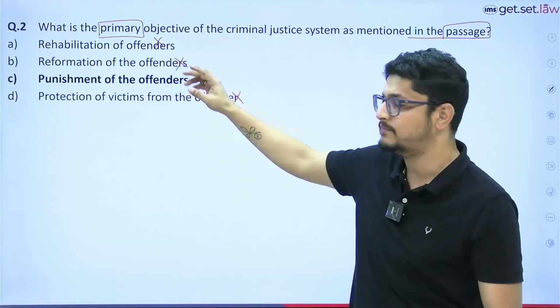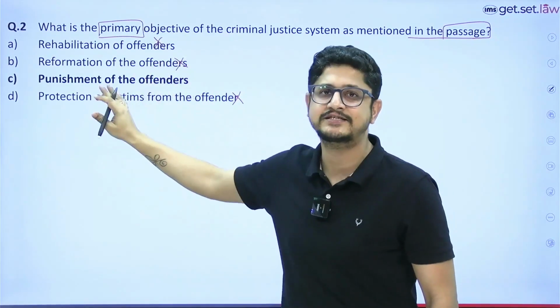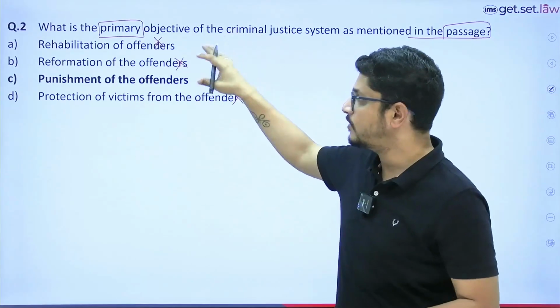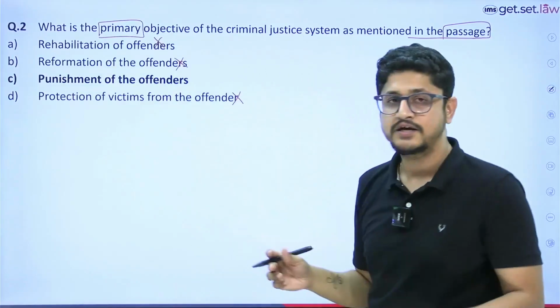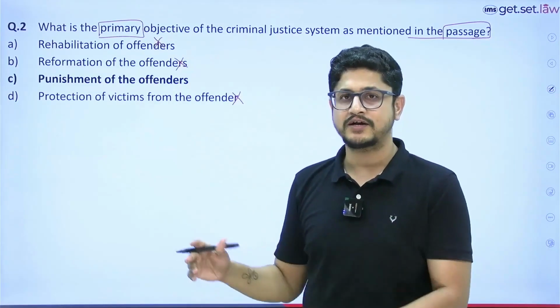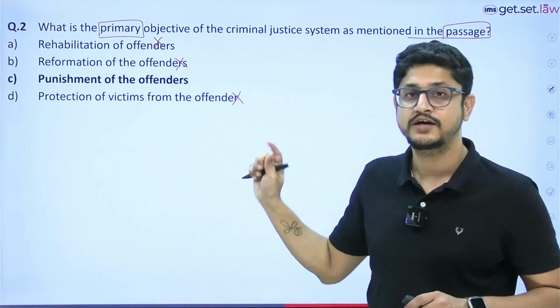I just flipped it up, but the answer needs to be correct, which says that option C is the correct answer, because the primary objective of this law which was given over here, the criminal justice system, is that whosoever is doing this particular crime needs to be punished. You go to the paragraph, in the second paragraph you see the main objective part.